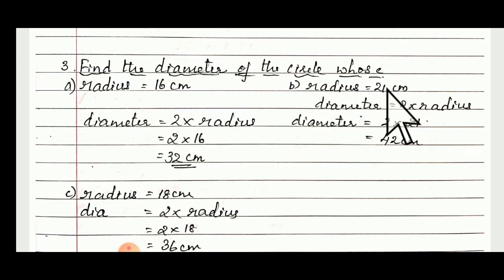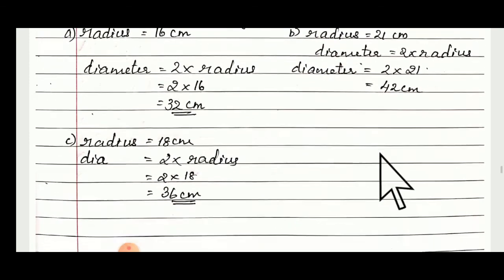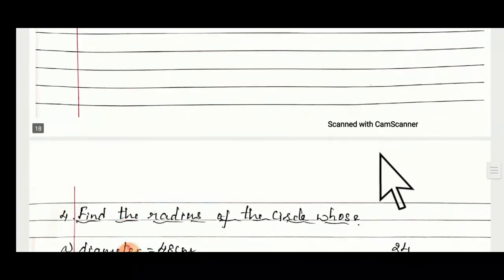B. If radius is 21 centimeters, diameter is equal to 2 into radius. This is the formula you have to write. Then below that, equal to 2 according to the formula, and how much is the radius given? 21. Write down 21 and multiply, you will get 42. Do C as it is.